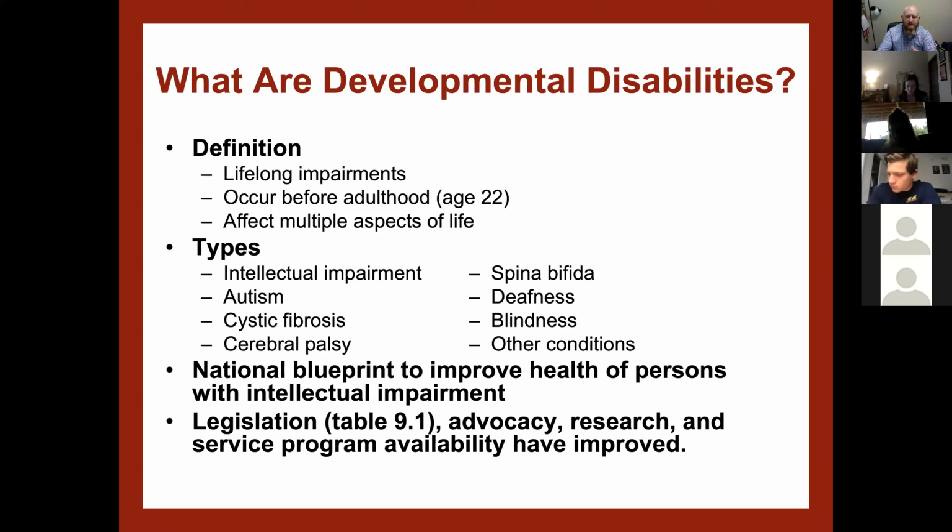There's a national blueprint that's been put together. It talks about it in the book as far as working with people with intellectual impairments. And then Table 9-1 has some good examples of legislation that has been put forth to help people with developmental disabilities. We're talking about people who are vulnerable, and they're going to need advocacy and program availability. They're not going to be out searching these things out on their own. That's the reason why we have things such as legislature stepping in to help this happen.